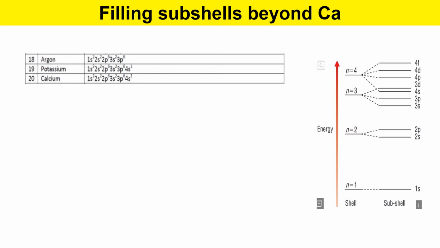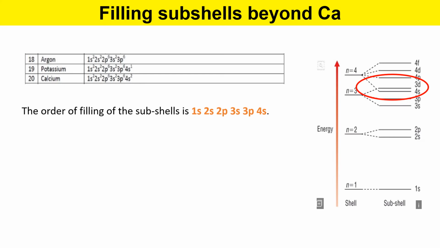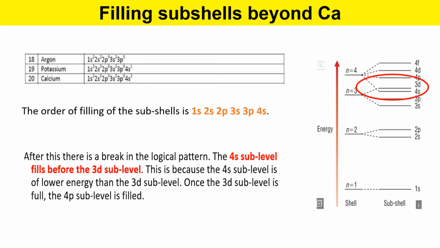If we look at elements 1 to 20, we can see that the order of filling of the subshells is 1s, 2s, 2p, 3s, 3p and 4s. You might have noticed there that we are missing the 3d subshell. Why is that? If we look at the right hand side and the diagram of the energy levels, you will see that the 4s energy level lies at a lower energy than the 3d energy level. That means that we actually fill the 4s first and then we fill the 3d energy level.